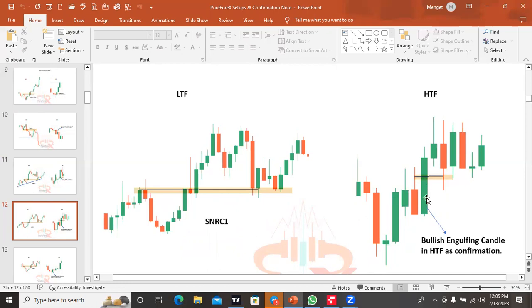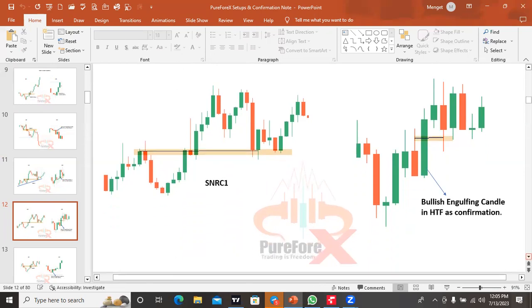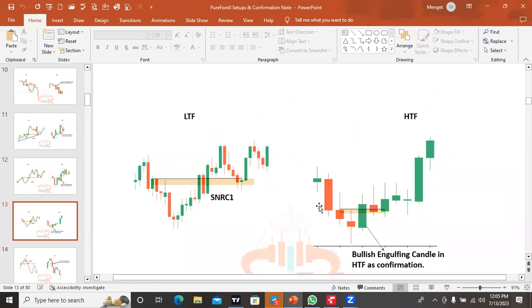Whether we win or lose is part of the game, right? So the confirmation on a higher time frame is a bullish engulfing candle. That is why this setup played out beautifully. Okay, so let's continue. This is another beautiful SNRC1 setup.